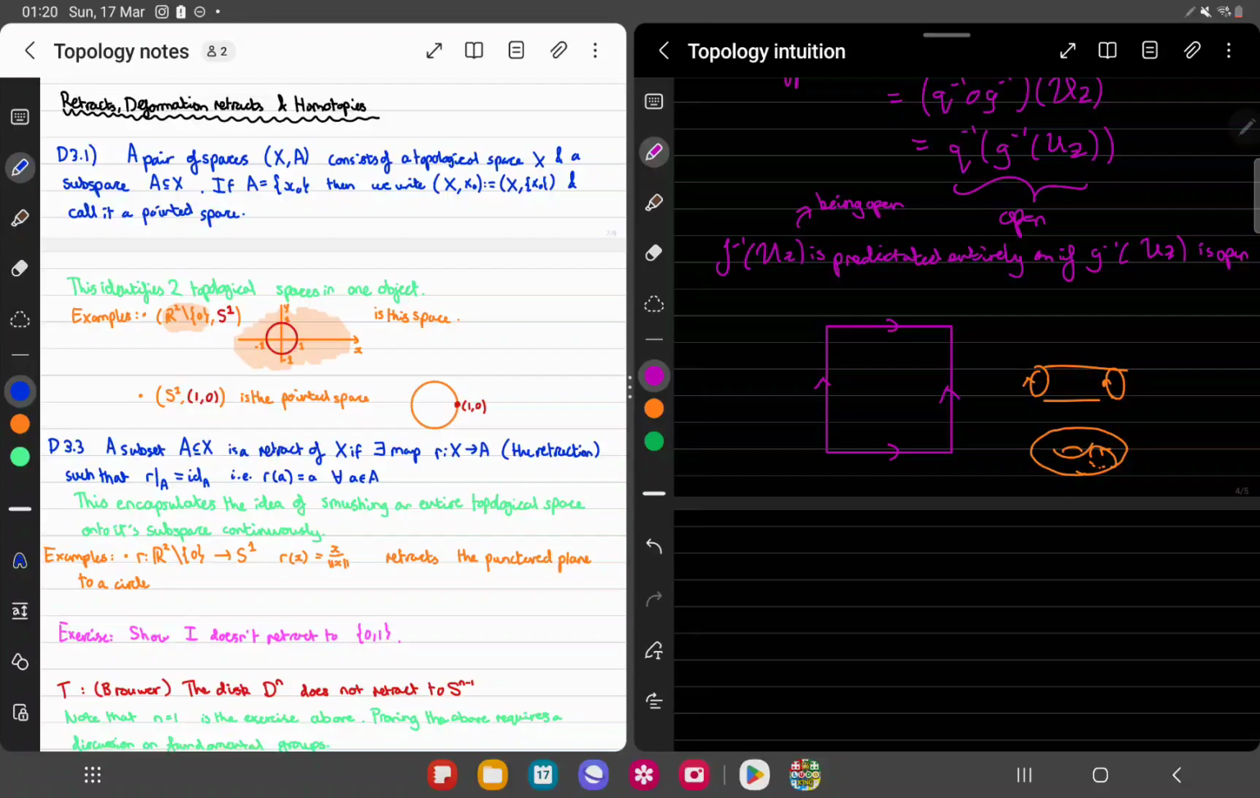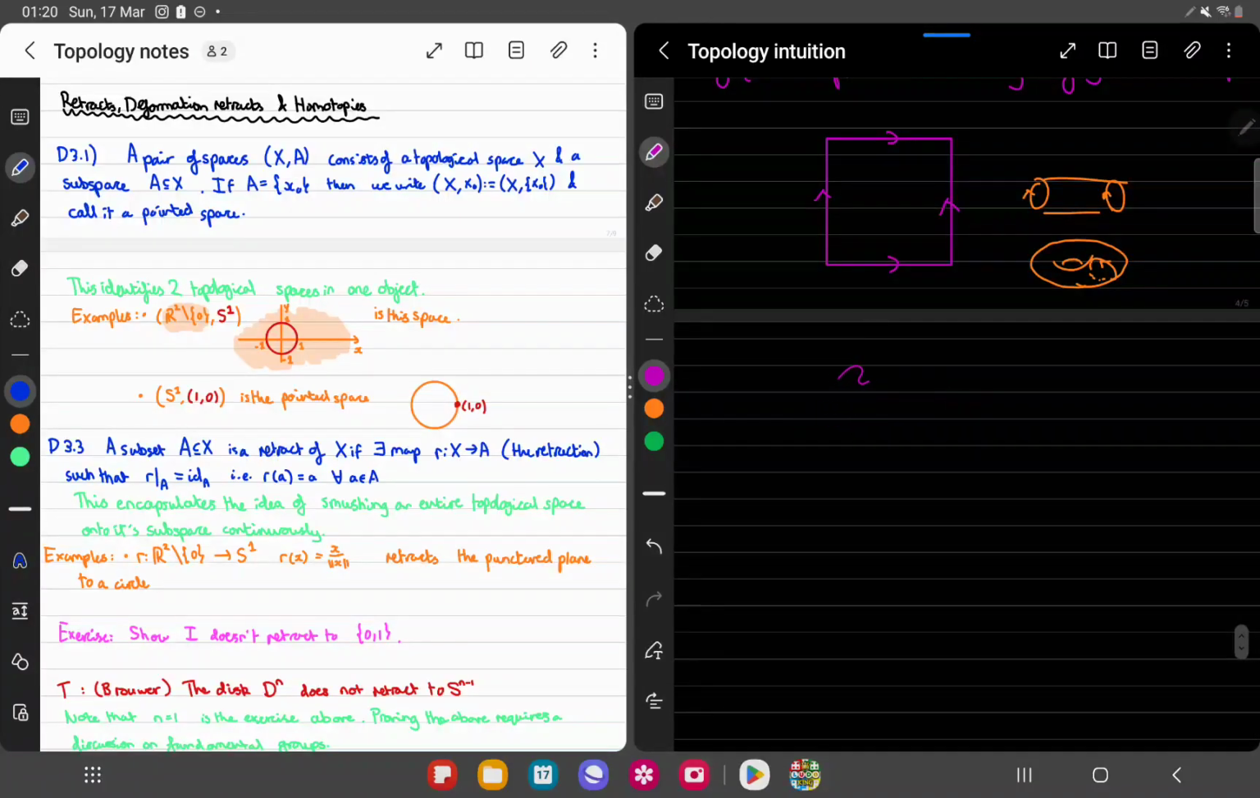A subset A of X is a retract of X if there's a map called a retraction, which gives the identity on A when you restrict to A. It's continuous because it's a map. Remember, whenever someone says map, they mean continuous function. So this encapsulates the idea of smushing an entire topological space onto its subspace continuously. Because it's continuous, and because it's the identity on the subset, everywhere else is where things get pushed towards the subset.